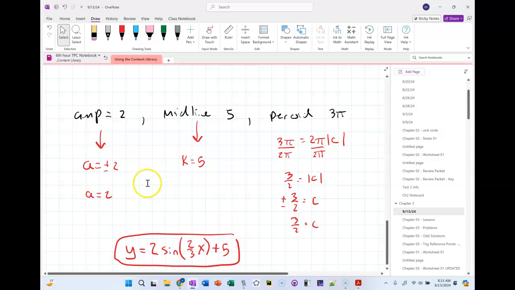These skills that we're working on today are really fundamental. We're going to add stuff on top of this. So you really want to have a good understanding of how to look at the graph and pull the values or find the midline, the period, the amplitude, and know how those numbers relate to the coefficients in our equation, which is what we're practicing today.